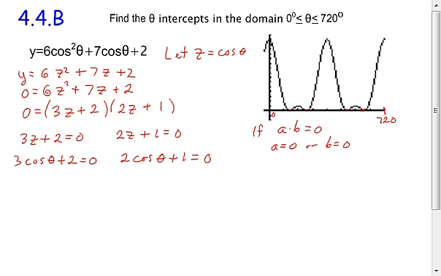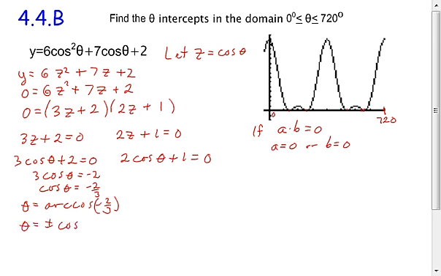So I'm going to subtract 2. I get 3 cosine theta equals negative 2. Cosine theta is equal to negative 2/3. And theta is equal to the arc cosine of negative 2/3. And that would be theta is equal to plus or minus, because remember, this is how arc cosine works.